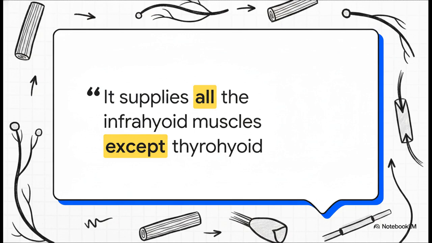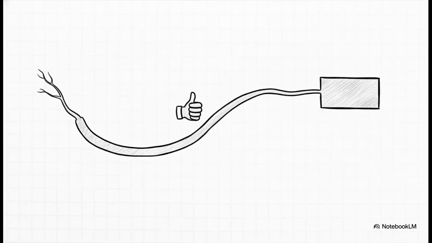The thyrohyoid is technically an infrahyoid strap muscle, but it completely refuses to get its power from the main Ansa cervicalis loop. It gets its own dedicated supply instead. So if it's not getting plugged into the Ansa cervicalis loop, where's the signal coming from? Well, the thyrohyoid is directly supplied by C1 fibers. But here's the wild part.